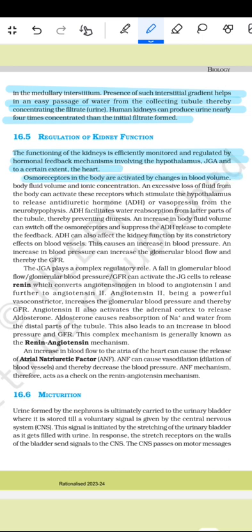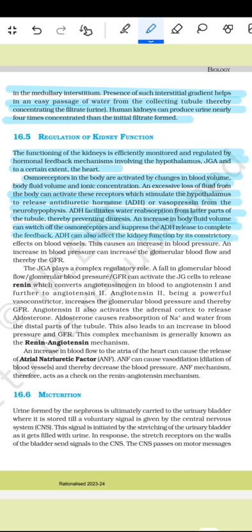Osmoreceptors in the body are activated by the changes in the blood volume, body fluid volume, and the ionic concentration. Excessive loss of fluid from the body can activate the receptors which stimulate the hypothalamus to release the antidiuretic hormone ADH or the vasopressin from the neurohypophysis. ADH facilitates water reabsorption from the latter parts of the tubule, thereby preventing diuresis. An increase in the body fluid volume can switch off the osmoreceptor and suppress the ADH release to complete the feedback.